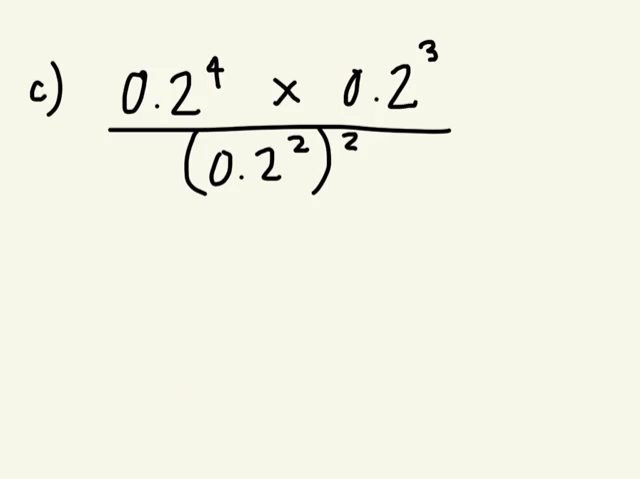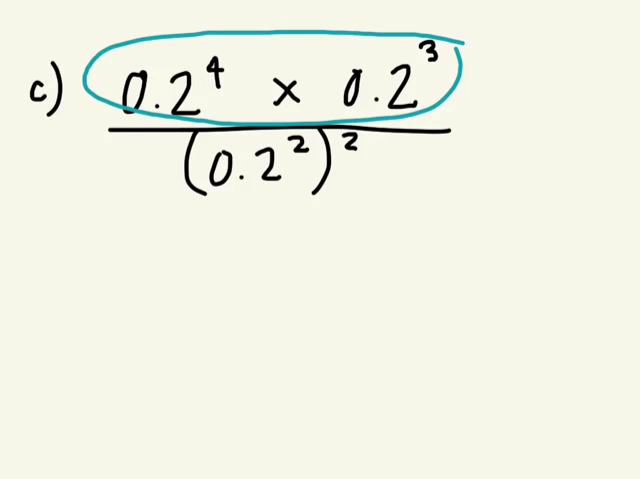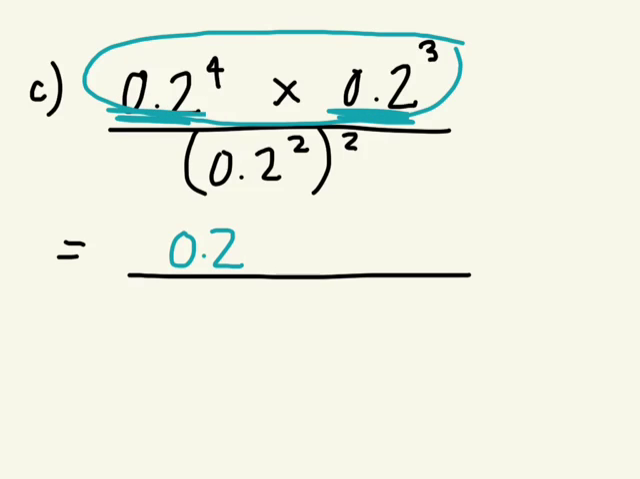Okay, here our numerator is multiplication. Do the powers of the numerator have the same base? 0.2 to the power of 4 times 0.2 to the power of 3. What's the base? 0.2. Okay. And we have multiplication of powers. What do I do with the exponents? You add. Good. So 4 plus 3? 7. Yes. So we have 0.2 to the power of 7.